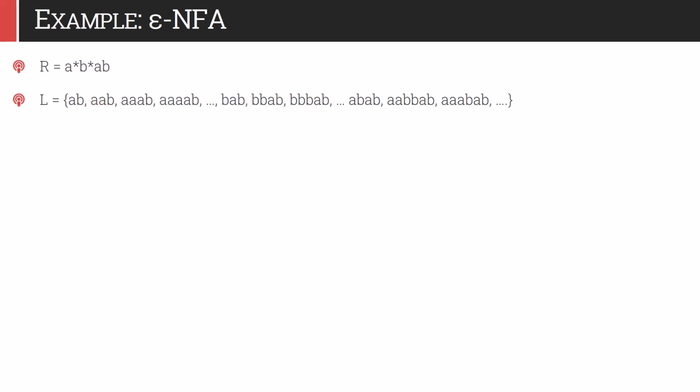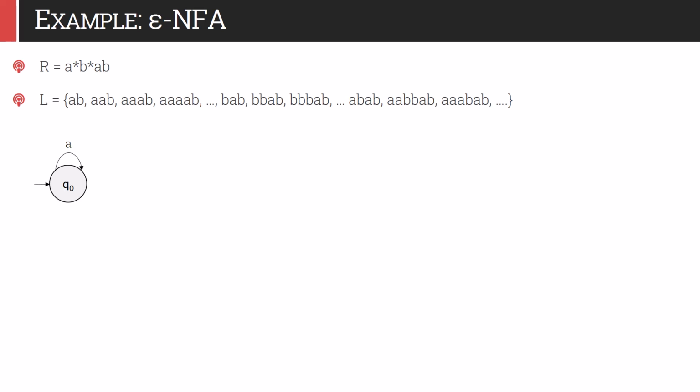Let us construct epsilon NFA for the regular expression A star, B star, AB. That means the strings in this language would be either AB. A star means 0 or more A. B star means 0 or more B, and then AB. So ultimately we have to read some n number of A followed by some m number of B, and at the end there must be AB. So let us construct epsilon NFA for that.